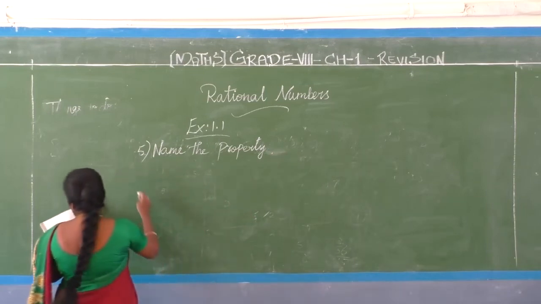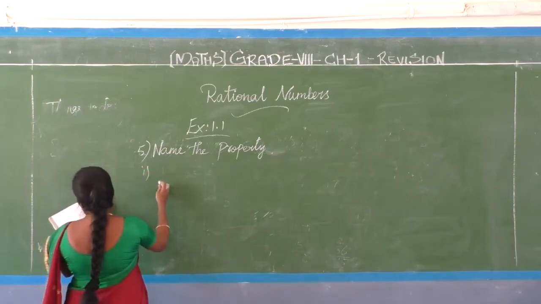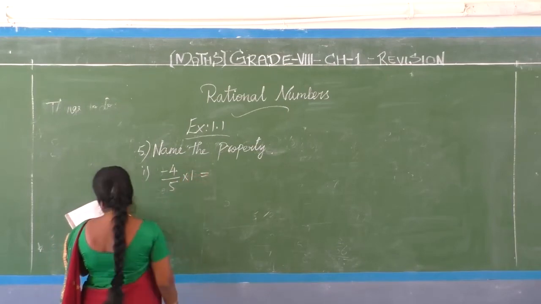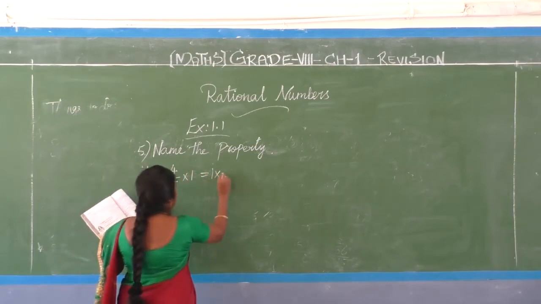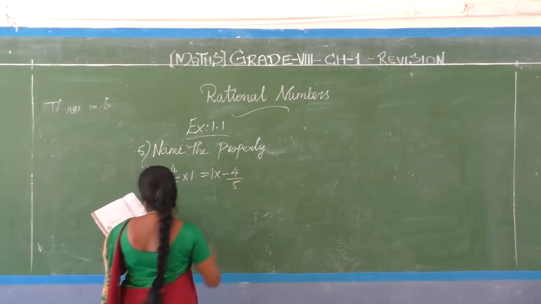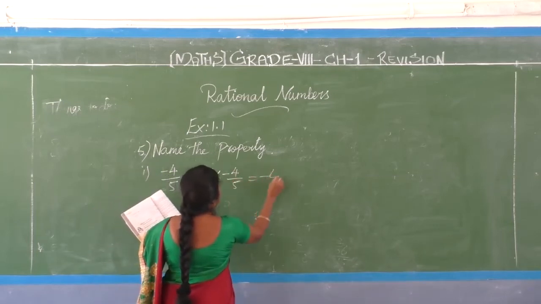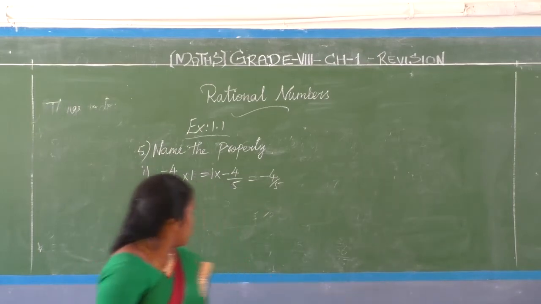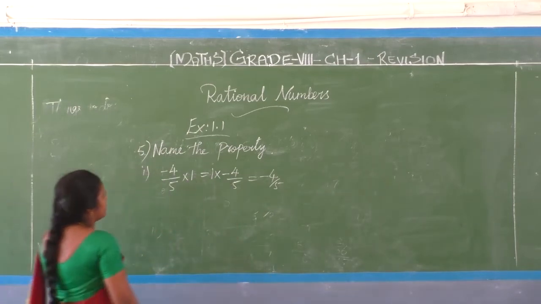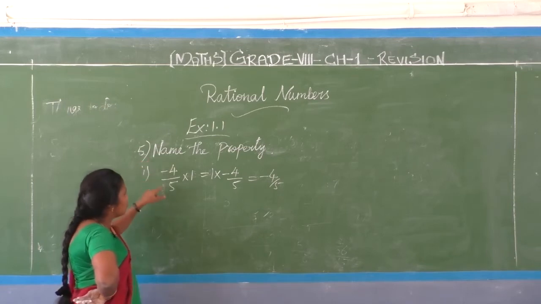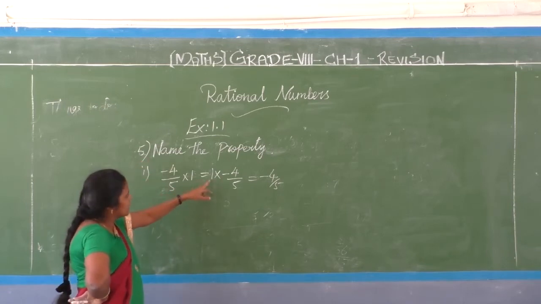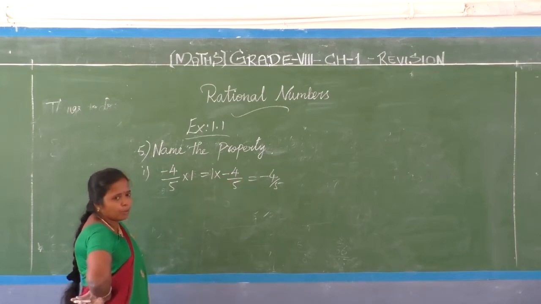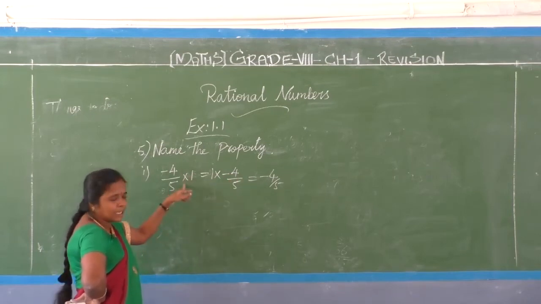If you take the first question in this section, minus 4 by 5 into 1 is equal to 1 into minus 4 by 5 is equal to minus 4 by 5. Can you identify the particular property used here? Minus 4 by 5 into 1 is equal to 1 into minus 4 by 5 is equal to minus 4 by 5. Here 1 is involved in multiplication.